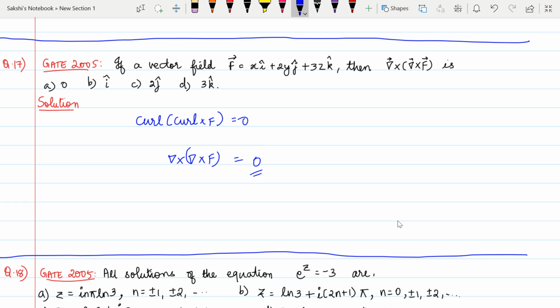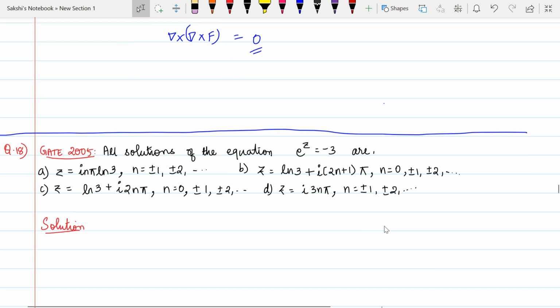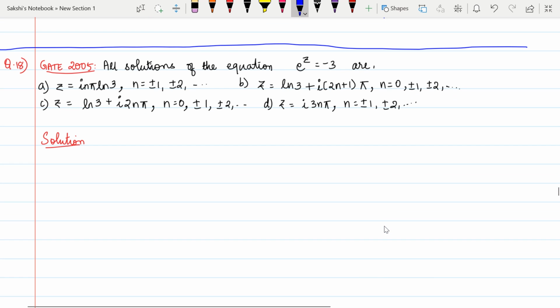You can also first find the curl of f and then again find the curl of that particular answer. You're going to get 0, which is option A. So next, let us see the 18th question. We have to find the solution of e power z is equal to minus 3.